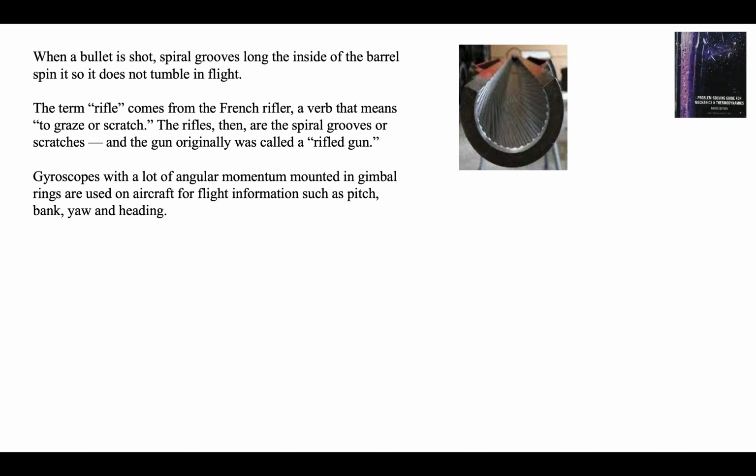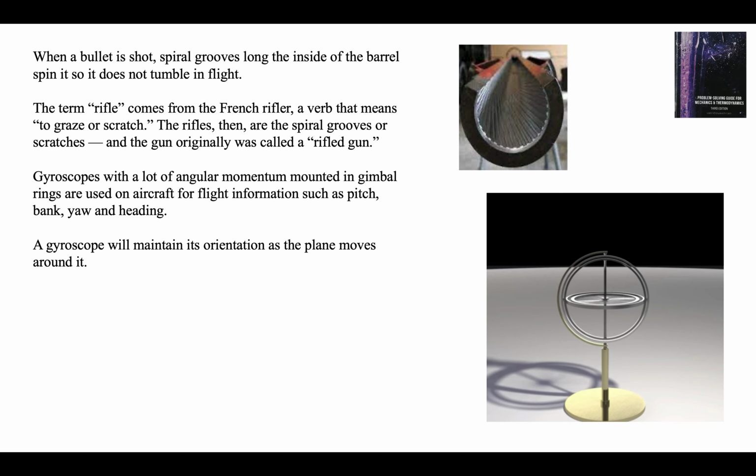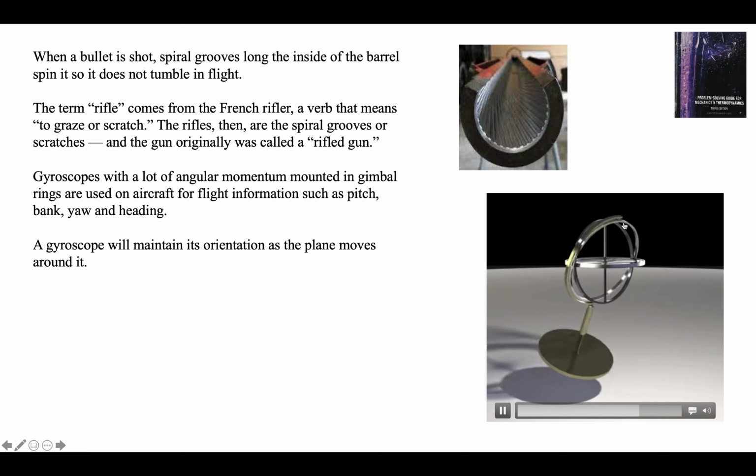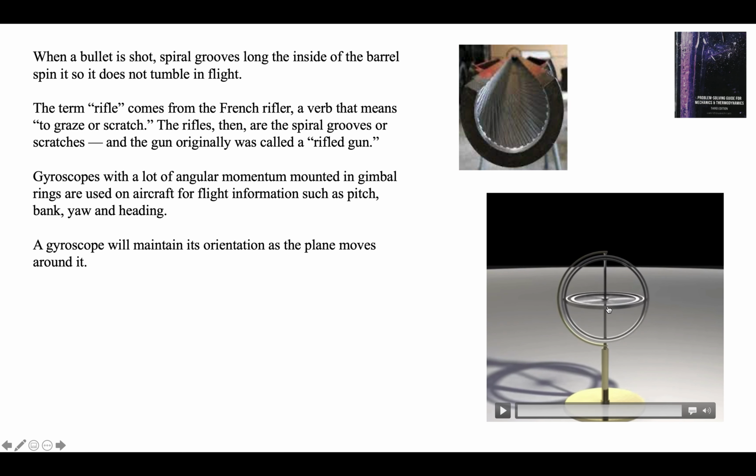Gyroscopes with a lot of angular momentum, spinning really fast, mounted in gimbal rings, are used on aircraft for information such as the pitch, the bank, the yaw, the heading, because gyroscopes will stay in the same orientation if they're mounted in a gimbal mount. So here's a gimbal mount, and you can see how the gimbal mount works. The gyroscope is free to do whatever it wants. So if the plane moves, the gyroscope will stay in the same orientation. So if the plane's nose dips, the gyroscope's going to stay in the same orientation so the plane knows how much the nose is dipping and how to recover.